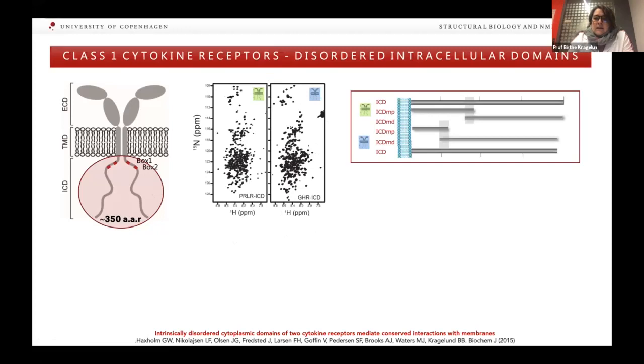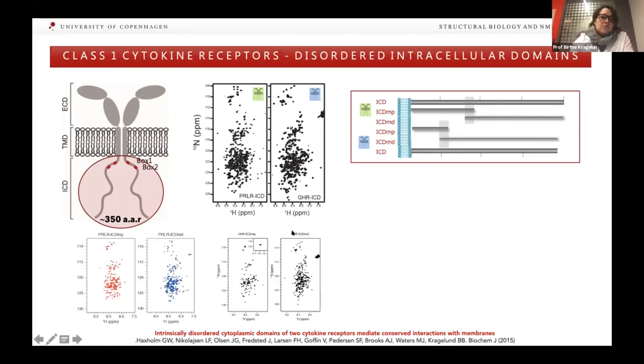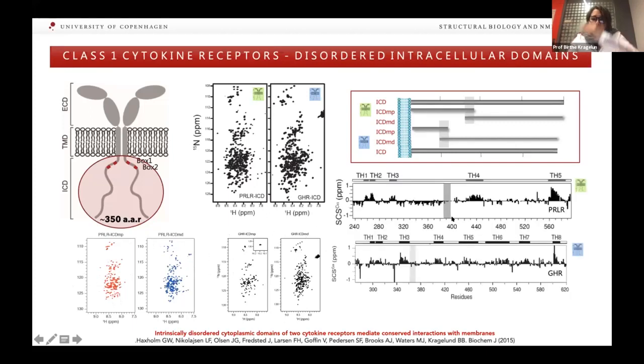But we of course made some overlapping regions and looked at some shorter constructs. And here the HSQCs were much more amenable to analysis. You can see here the two spectra from the prolactin receptor, and here from the growth hormone receptor intracellular domains. We assigned the NMR resonances and looked at the secondary chemical shift, which tells us something about the transient helicity, and also some extended structure that we see in this region here.